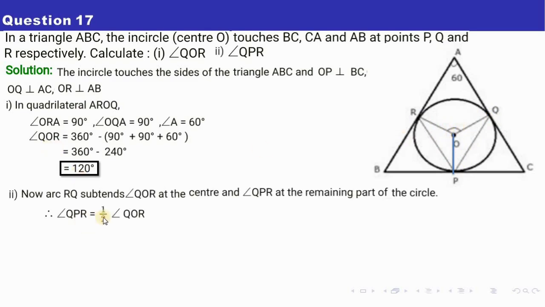Okay, so QPR is half of QOR, and how much is QOR? It is 120 degrees. So the value of QPR from here turns out to be half of 120, which is 60 degrees. So you may pause the video to note down.